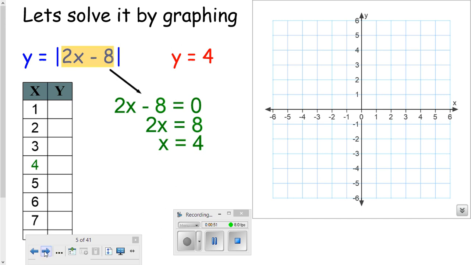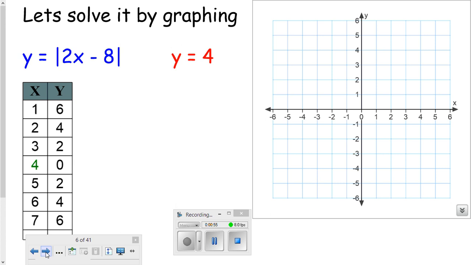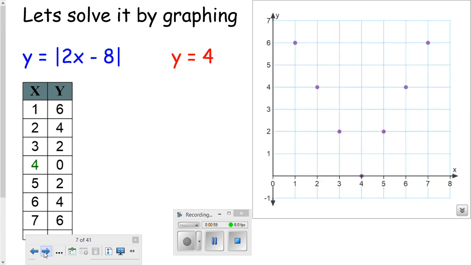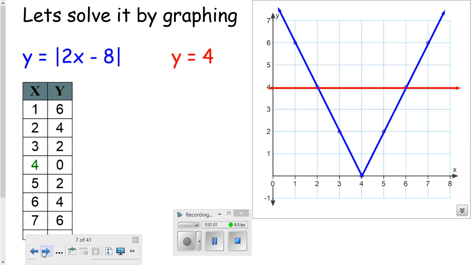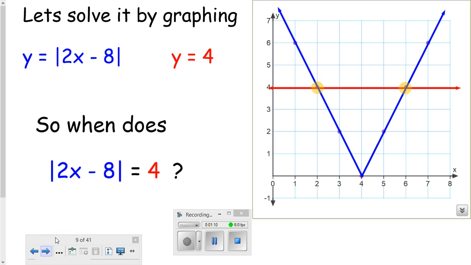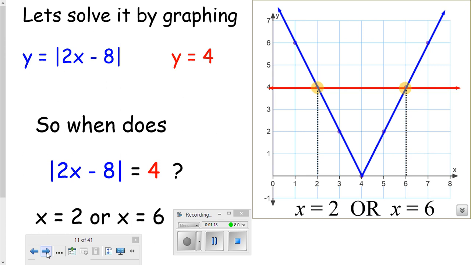So we're going to start our chart out with 4 in the middle, choose some points on each side, plug those into the blue, and now all we have to do is plot those points, draw in our graphs. So we have our blue absolute value, the shape of the V, and then we have our red. You'll notice the red and the blue cross twice. And so when does our absolute value equal 4? Well, there's 2 times. You'll see we have it at 2 and at 6.